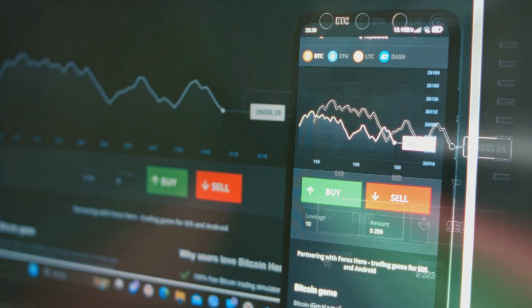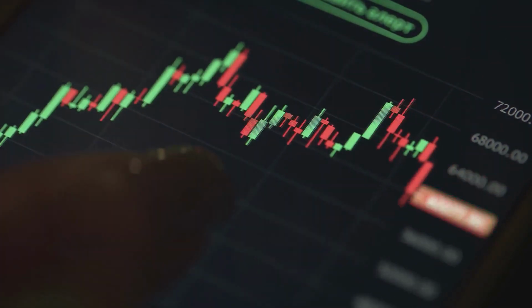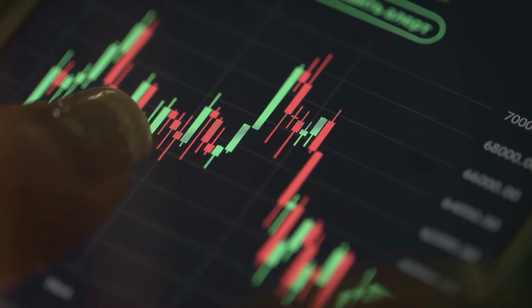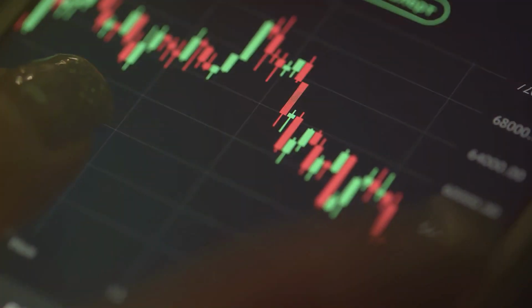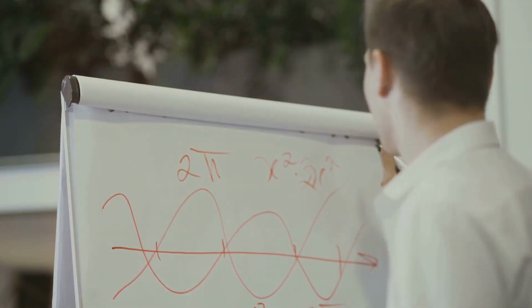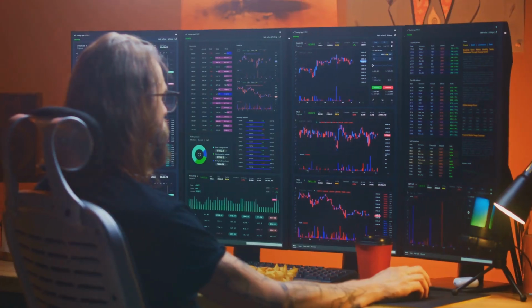How MACD works. The MACD is composed of three main elements. MACD line. This is the difference between the 12-period exponential moving average, or EMA, and the 26-period EMA. Formula: MACD line equals 12 EMA minus 26 EMA.